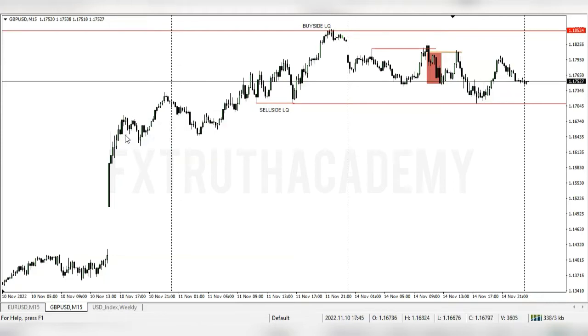You can see the way price cleared out these lows right here, I explained to the upside. You can see the way price came, traded, respecting it all the way to the discount level, traded within it for a while before breaking it out, came back, retested again before going out entirely.